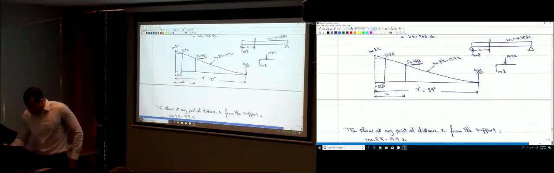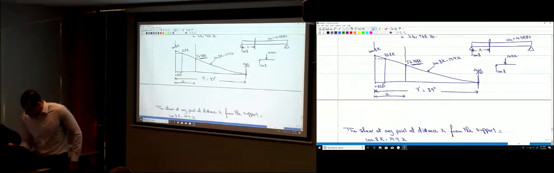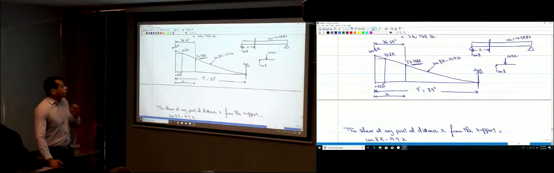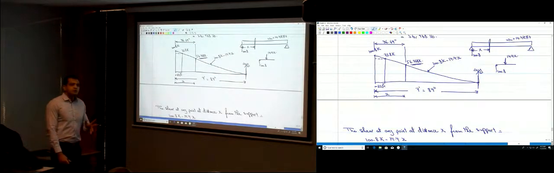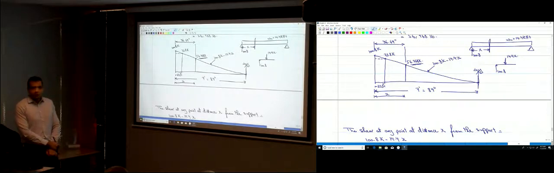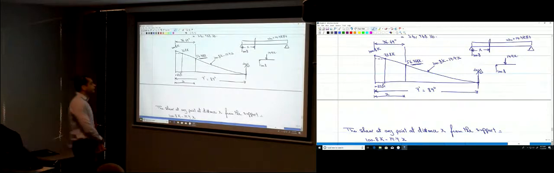So here, this distance is 36.69 inches, around 37 inches. At that point, you can use a spacing of 9 inches. Okay? Only at that point, not before that point.